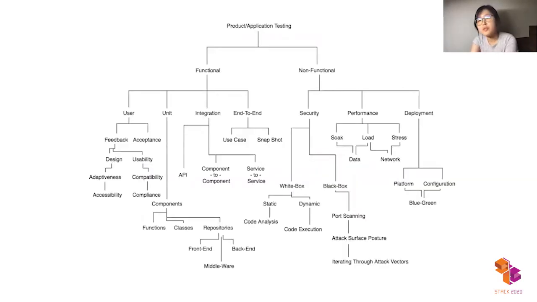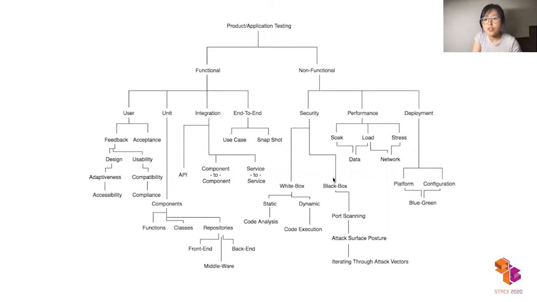Here's a map of some of the better known testing methods and methodologies. It's organized in a dichotomy, functional and non-functional, and breaks down into user, unit, integration, end-to-end, security, performance, and deployment.